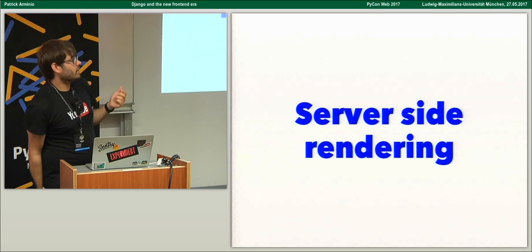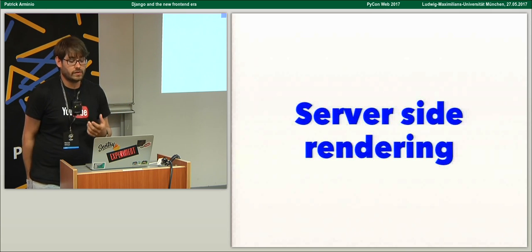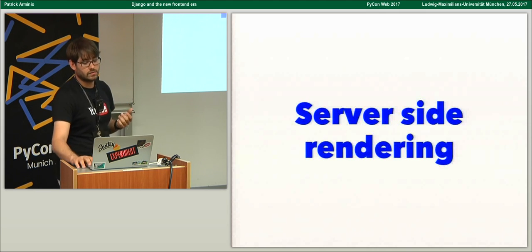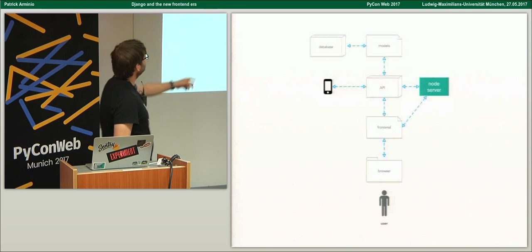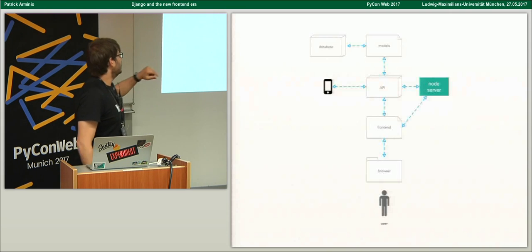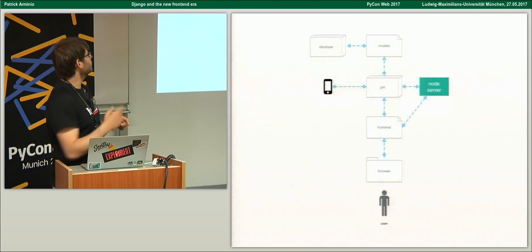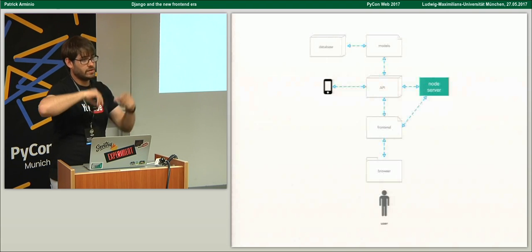But luckily for us, since we are using JavaScript, we can use a Node server for that. We can render the page on the back end, and we can serve that to the user. So you just need to add another server, which is going to be Node. And basically, when the user calls your website, it's going to call your Node server that's going to render the page for you.